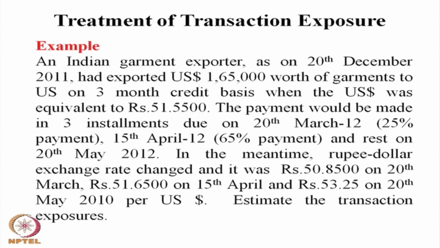It was expected that the exchange rate will be 50.85 on 20th March, 51.65 on 15th April, and 50.25 on 20th May per US dollar. So, in this process the exchange rate is fluctuating. All these exchange rates differ from the current spot of 51.55. So, that is a transaction exposure. The question is, you have to identify the transaction exposure and estimate the amount of exposure. Now, let us do the problem.